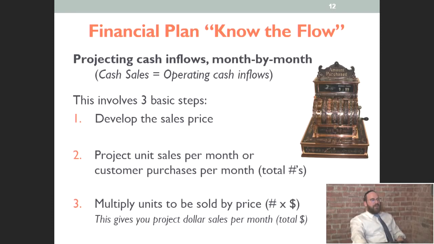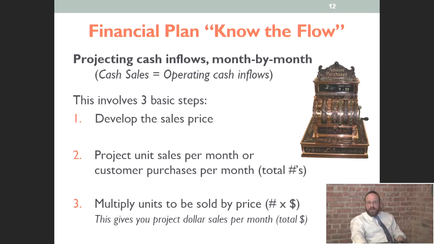Let's figure out how we project the cash inflows on a month-by-month basis. It basically involves 3 steps. You have to develop a sales price for your product. You have to know whatever product it is that you're doing. It could be in the electronics business, in the food business, or it could be a service that you provide, if you're doing outsourced billing or whatever other business you want to get into. You have to know what you're going to charge your customers. Without knowing what you're going to charge customers, you have no way of being able to project how much sales you're going to do.